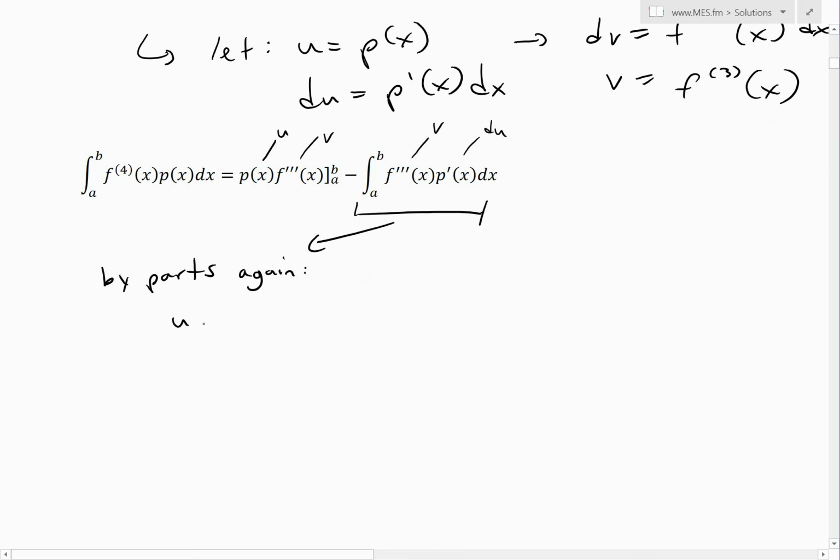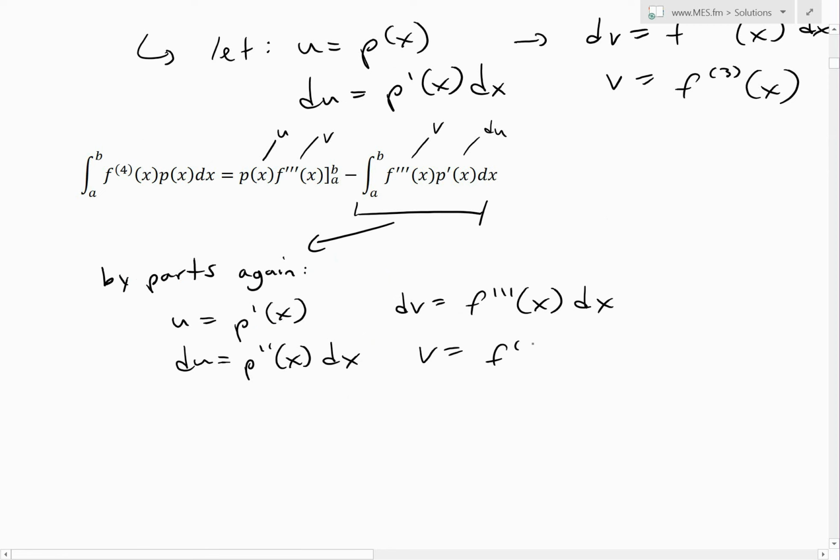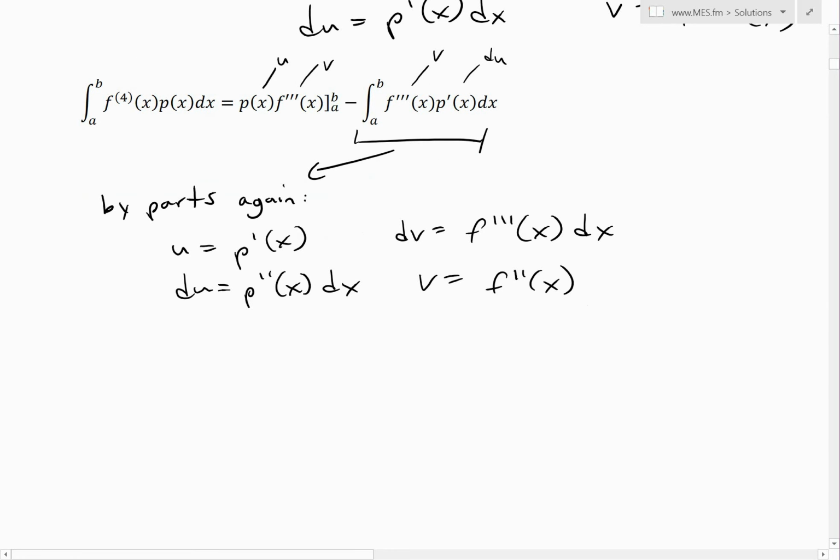We let u now equal the derivative of p of x, and then du is just going to be the second derivative of p of x, like that, dx. And again, our dv equals this right here, the third derivative of f of x. And then the integral is going to be the second derivative of f of x. Like that. And then again, we throw that in.